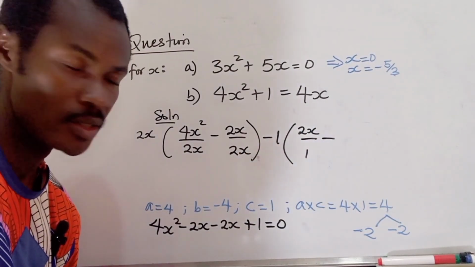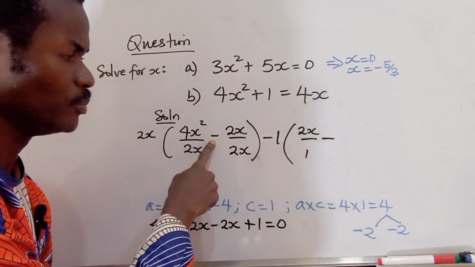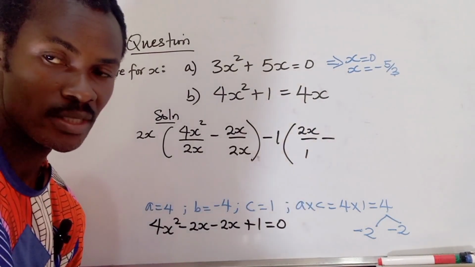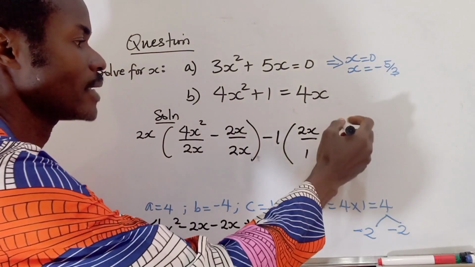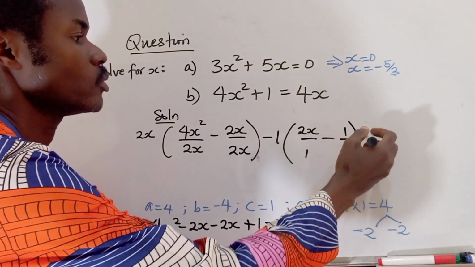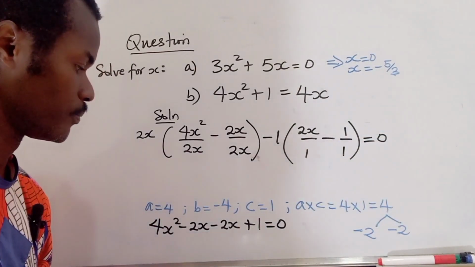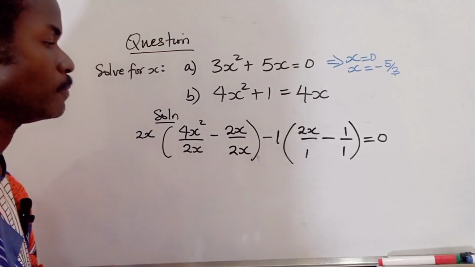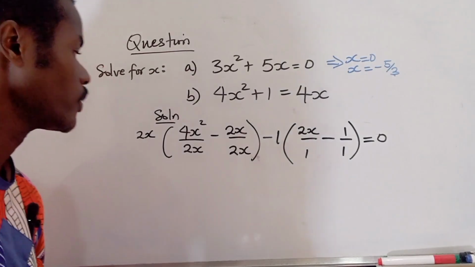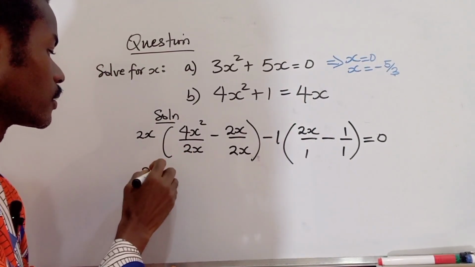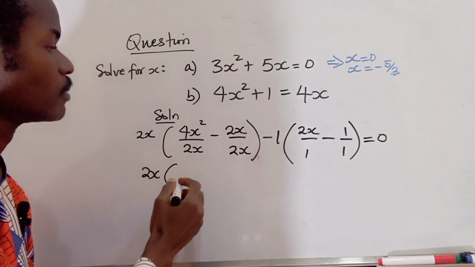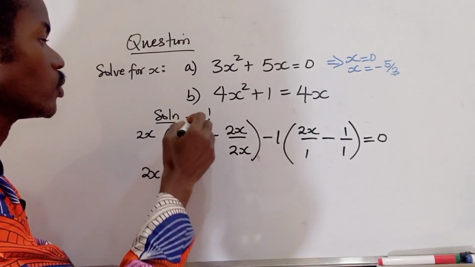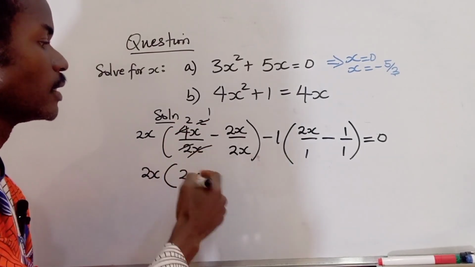Remember when you are doing quadratic, when you're factorizing at this point, the sign here and the sign here must be the same. So we have this as minus 1 divided by 1, which is equal to what? 0. Now from that step, we can now what? Cancel out. We are going to have 2x, multiply. So this will cancel 1 here. This will cancel, this is 2. So we have 2x.